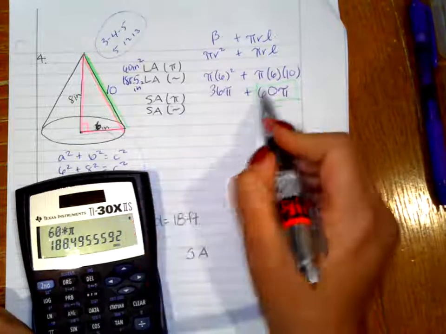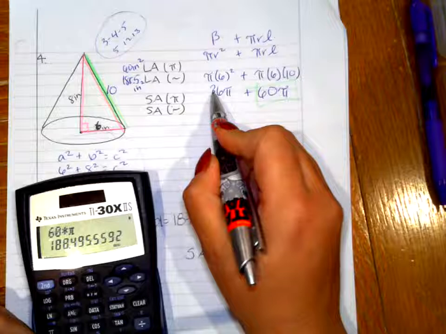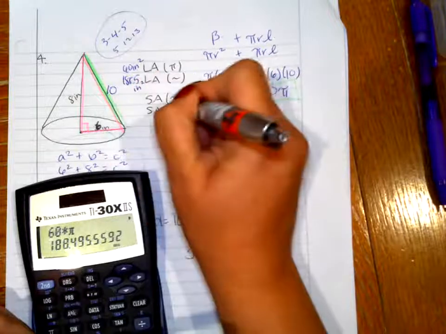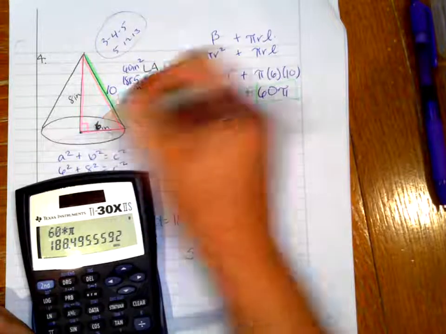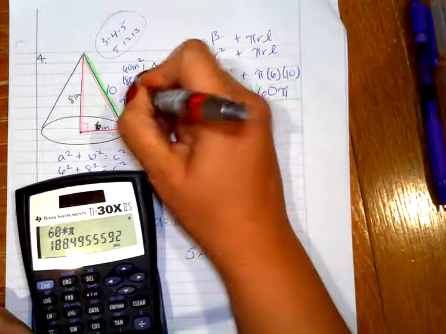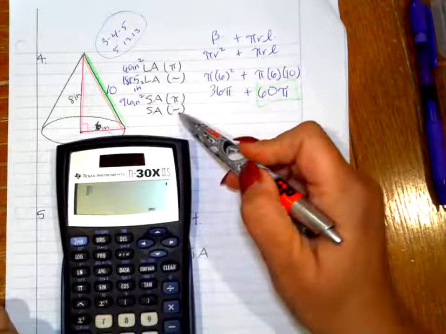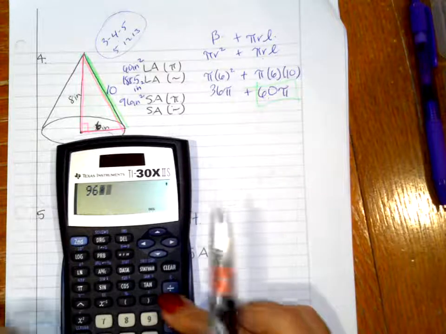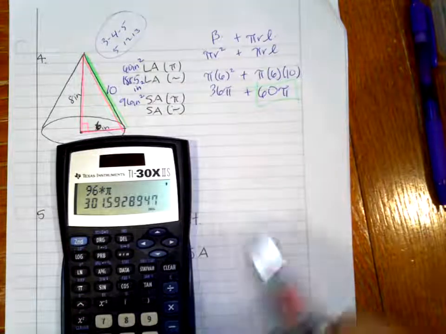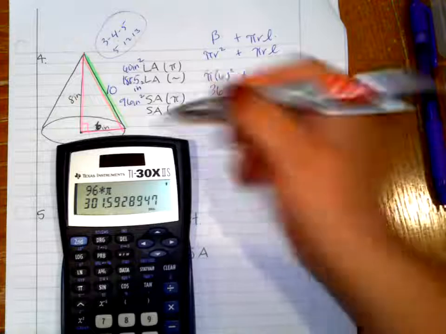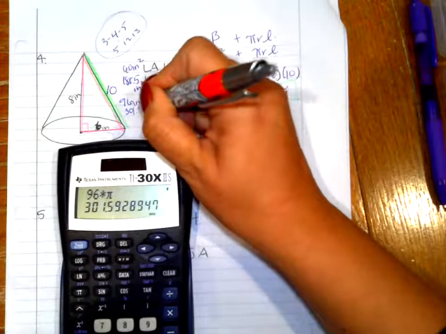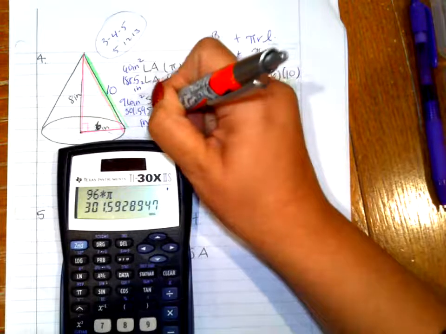Surface area, add them up. So this surface area with pi is 96 inches squared. Approximate: 96 times pi is going to give me 301.59 inches squared.